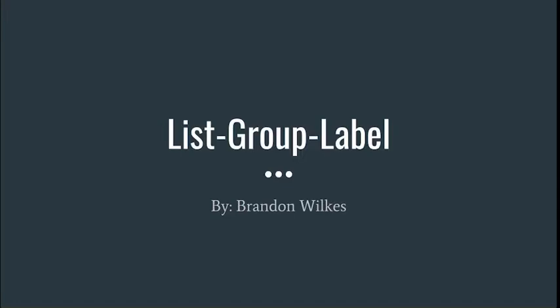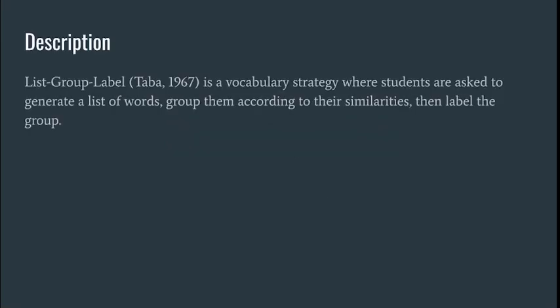Hello everyone, today we'll be going over the list group label vocabulary strategy, its general application, and the benefits that it can have when you allow your students to use and practice this strategy in your classroom. But before we go over those things, we need to really understand what list group label is. List group label is a vocabulary strategy where students are asked to generate a list of words, group them according to their similarities, then label the group.